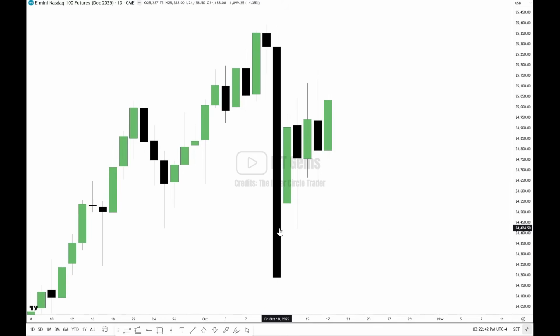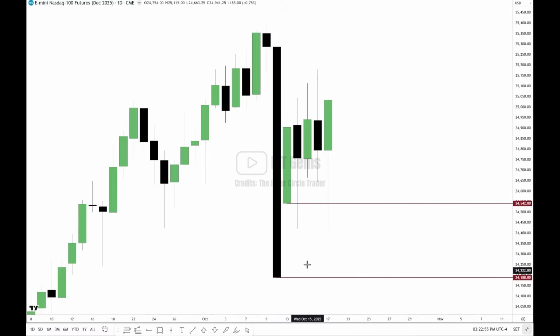And I indicated that because we have a large gap here between these two price points, where we closed two Fridays ago and then where we opened the new week there, that's the new week opening gap. Okay. And we traded into it here.